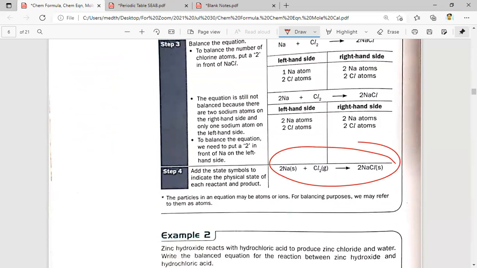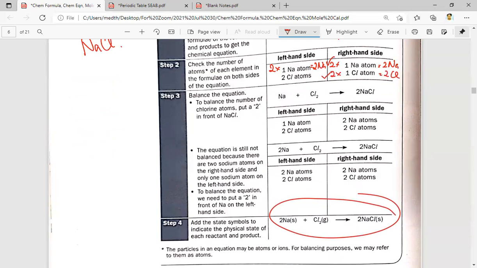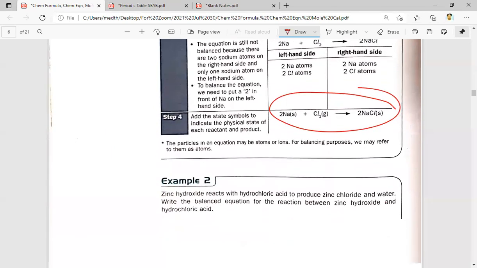Now, take note, I don't want to focus on the state symbols for now, because it will just add another layer of things to learn at one shot. So I just want to focus on chemical formulas. From chemical formulas, we're going to do balanced chemical equation, full stop. State symbol wise, we'll do another time. Okay, so this is another example that we have done in terms of chemical equation and balancing it.